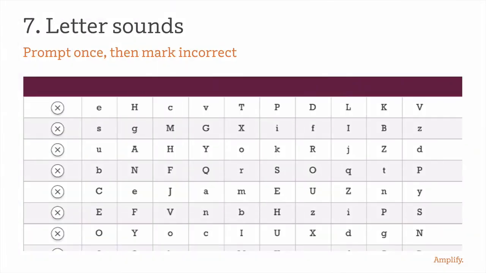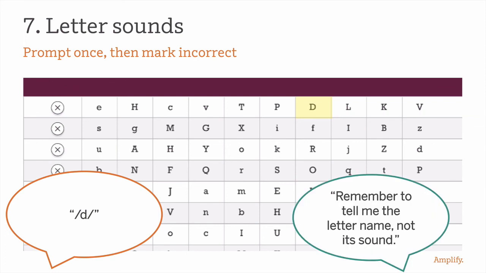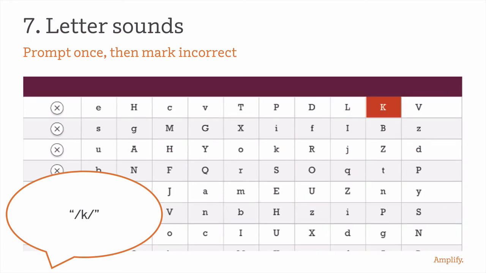Letter sounds. A letter is incorrect if a student provides the letter sound instead of the letter name. For example, if a student says D for D, use the one-time prompt, "Remember to tell me the letter name, not its sound." Wait for the student to respond. If the student repeats the letter sound for D or says the sound for a subsequent letter, mark it incorrect.